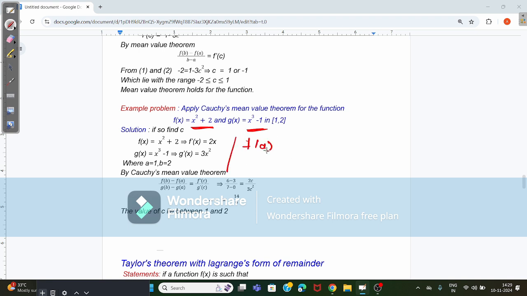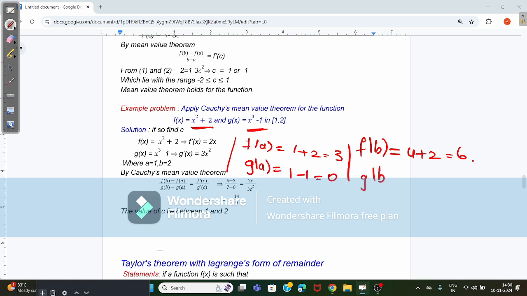Now f of a is equal to, put the value, 1 plus 2 is equal to 3. f of b value is 2 square, 4 plus 2 gives the value 6. Okay, g of a value is 1 minus 1 gives the value 0. g of b value is 8 minus 1 gives the value 7. So substitute all these values in the formula. What will you get here?